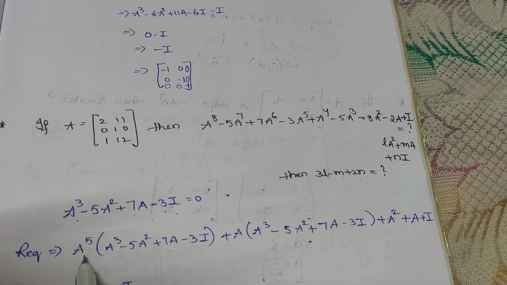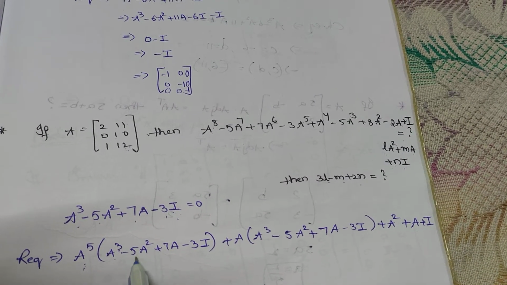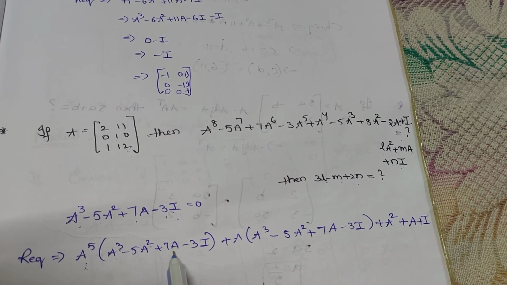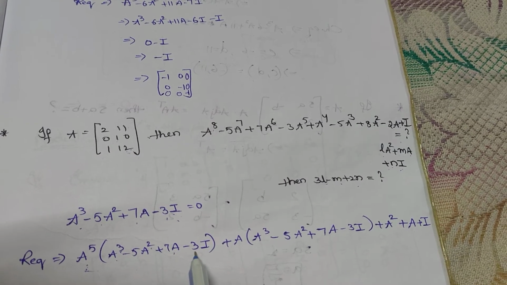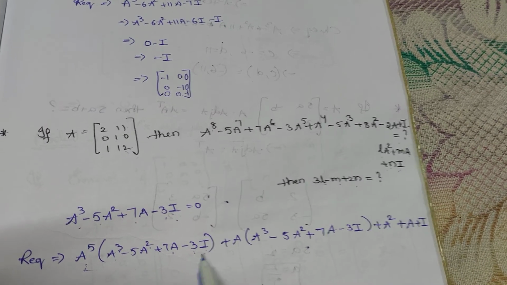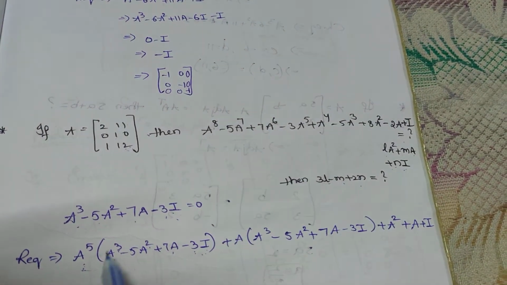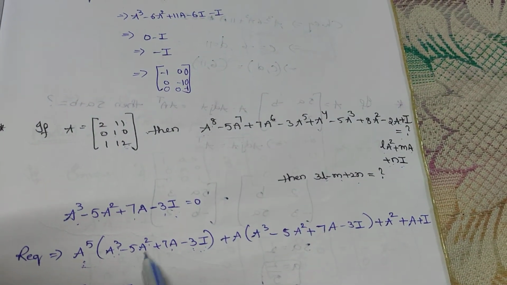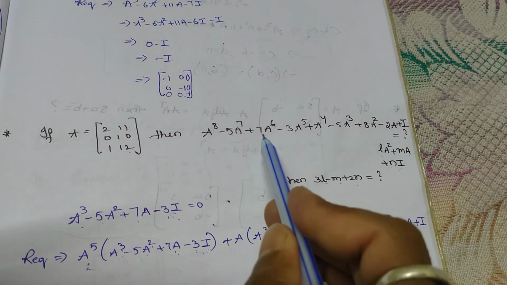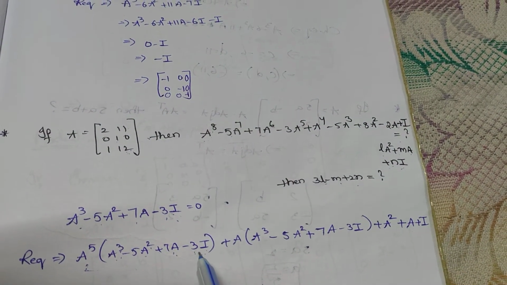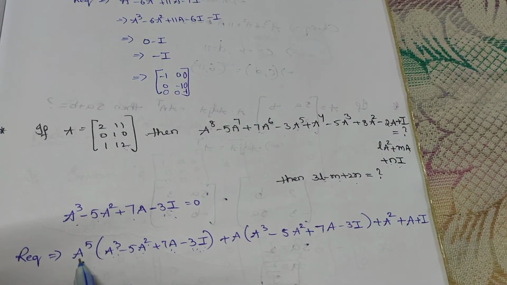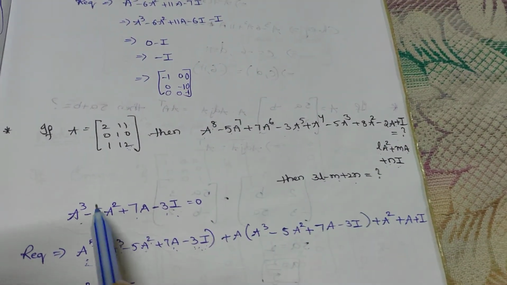So what you get: A power 5 into A cube is A power 8, minus 5A power 7, plus 7A power 6, minus 3A power 5 into I, which is just A power 5. So from these terms we have A power 8, minus 5A power 7, plus 7A power 6, and minus 3A power 5. These 4 terms are completed when you multiply with A power 5.